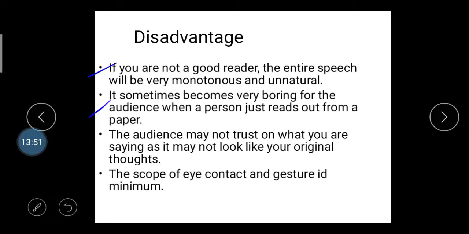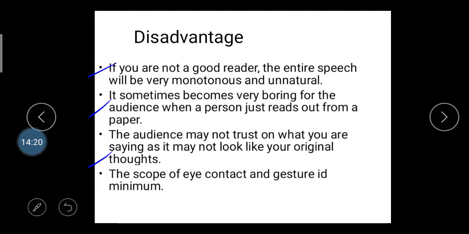Then the second one, it sometimes becomes very boring for the audience when a person just reads out from the paper. So it also creates a negative impact. Then the third one, the audience may not trust what you are saying, as it may not look like your original thought, because you have to read from the script. At that time you cannot visualize that this is the original idea.